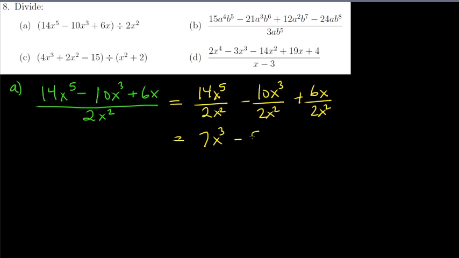Minus 10 divided by 2 is 5. X to the 3 minus 2 is x to the 1. Plus 6, 6 divided by 2 is 3. And x to the 1 minus 2 is negative 1. Well, if you're not allowed to have a negative exponent, then it's 7x to the 3 minus 5x plus 3 over x.